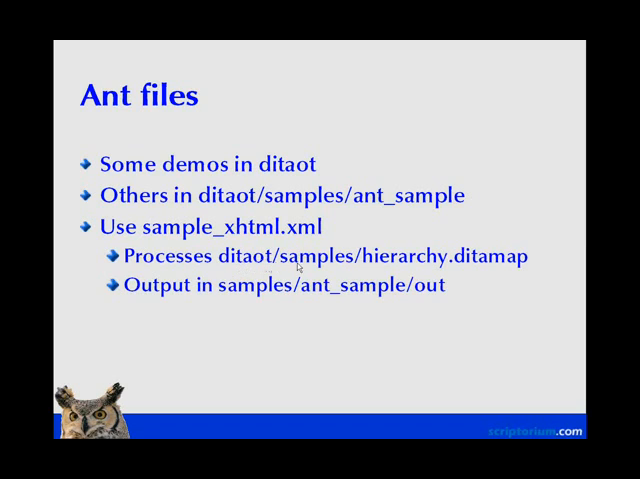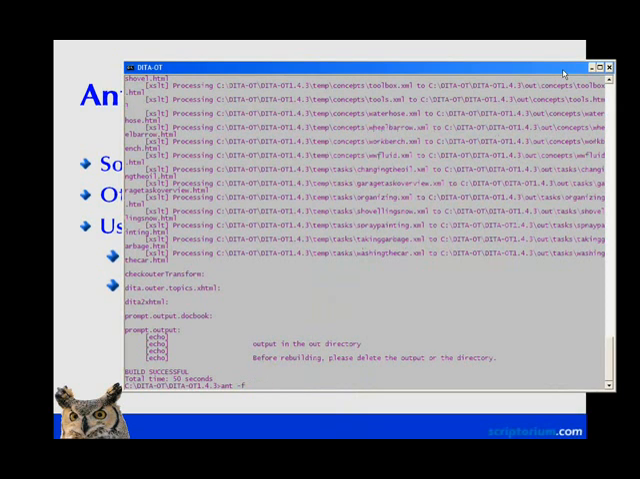That's right. So the sample underscore XHTML file that we're taking a look at automatically processes the files that are in DITA OT samples hierarchy data map. And when it runs, it automatically puts our output in samples and sample out. So let's just take a look at that.